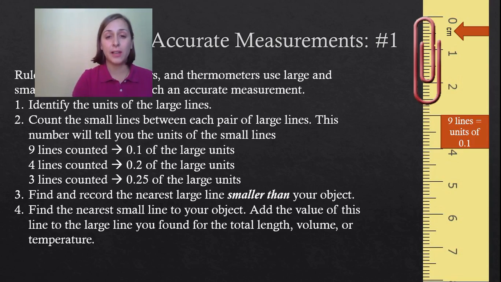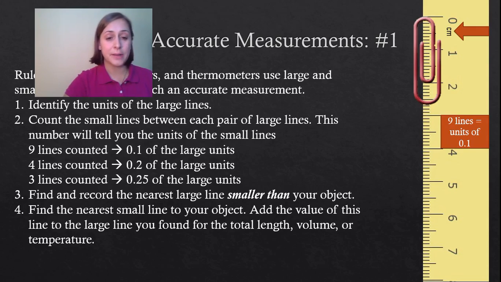If you counted only 4 lines, they would be worth 0.2 of the large units. 3 lines, it would be worth 0.25 of the large units. You can check you've got the right one by starting, let's say, with the number 3 and counting by 0.1 for each of those 9 lines. If we're correct and they're each worth 0.1, we should come to 4 right when we hit line number 4. So if you count them down, you can follow along. You have 3, 3.1, 3.2, 3.3, 3.4, 3.5 is the one that's a little bit longer, 3.6, 3.7, 3.8, 3.9, and 4 centimeters right at the next line. So we know we've done that correctly.